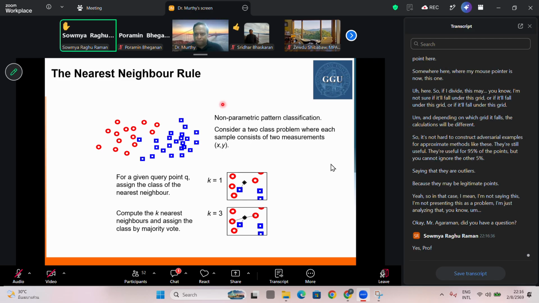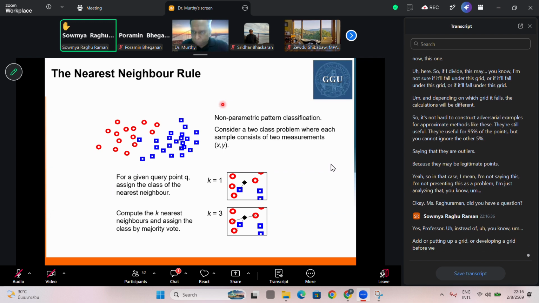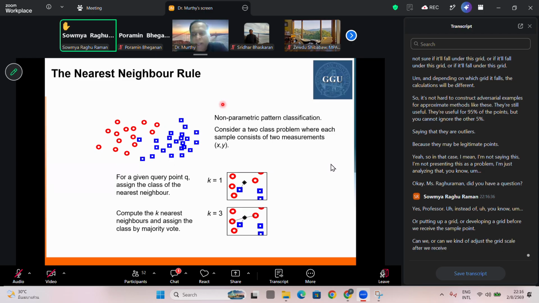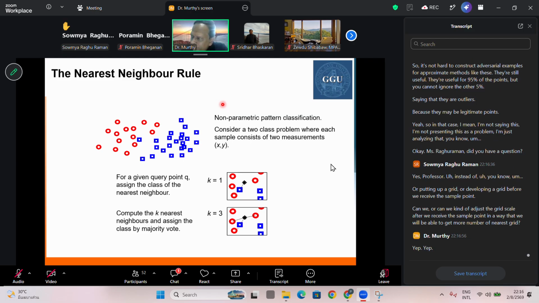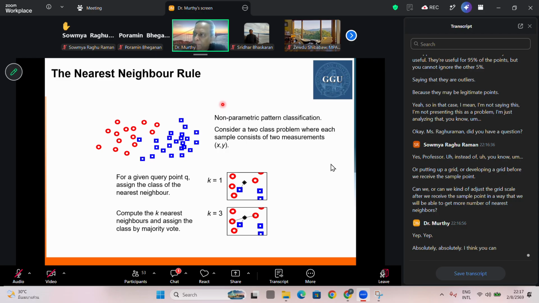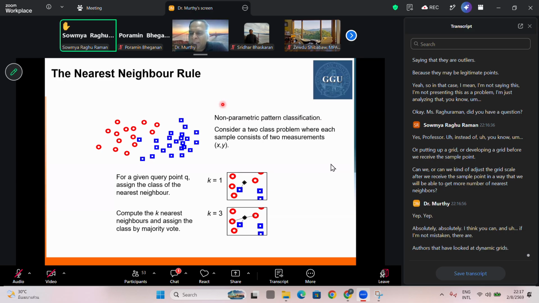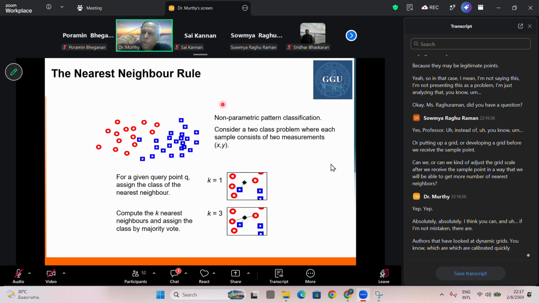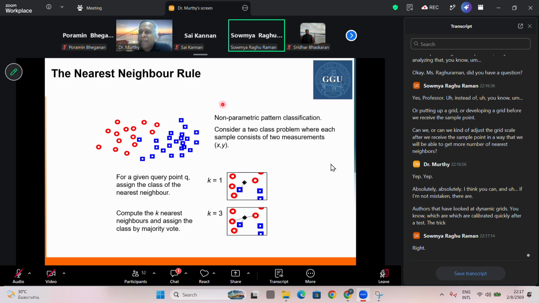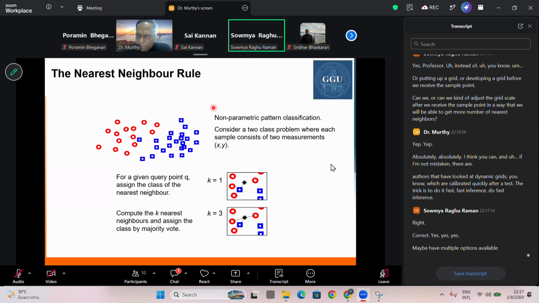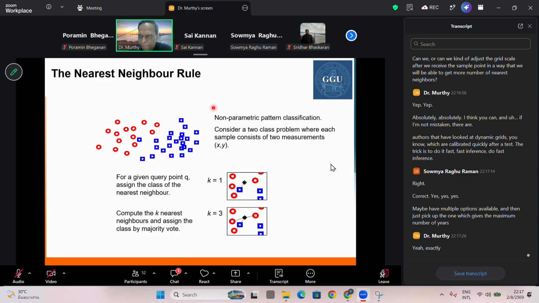Ms. Raghuraman, did you have a question? Yes, Professor. Instead of developing a grid before we receive the sample point, can we adjust the grid scale after we receive the sample point, in a way that we will be able to get more nearest neighbors? Absolutely. I think you can. And if I'm not mistaken, there are authors that have looked at dynamic grids, which are calibrated quickly after a test. The trick is to do it fast. Correct. Fast inference, yes. Maybe have multiple options available and then pick the one which gives the maximum number of nearest neighbors. Exactly. I agree.